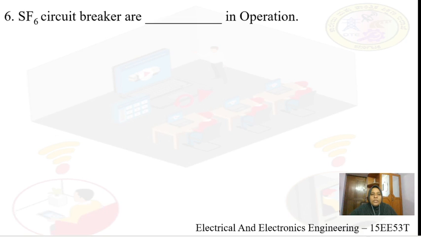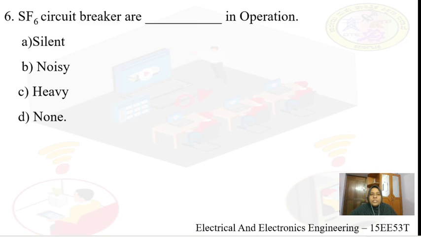Coming to the sixth one, SF6 circuit breakers are dash in operation: silent, noisy, heavy, and none. I told you SF6 circuit breakers don't produce any sound because there is no blasting of gas or any such thing which will take place when compared to air circuit breakers. So hence they operate silently. So the answer is option A, silent in operation.